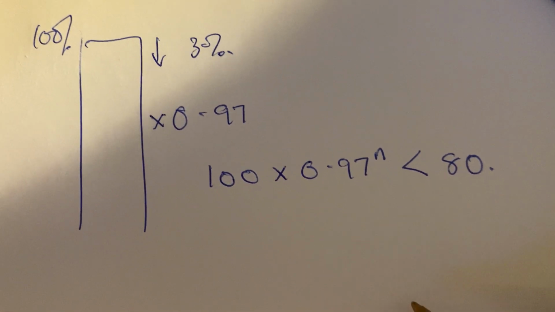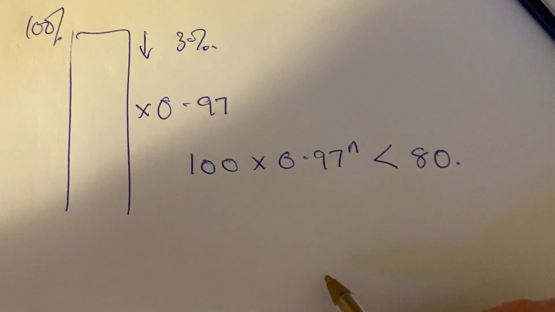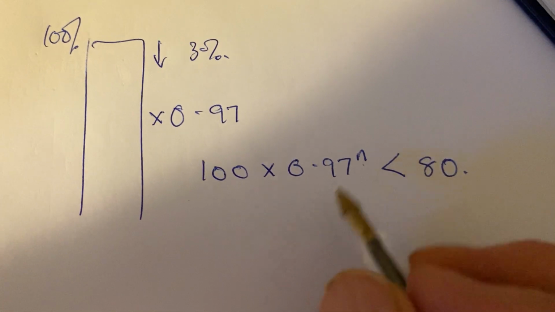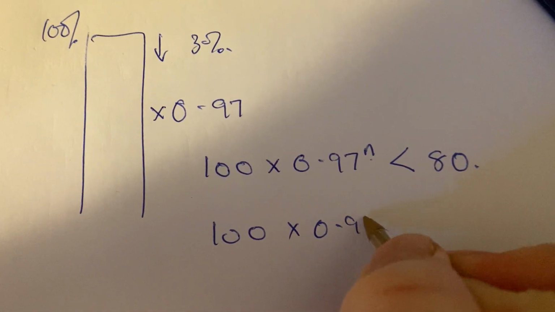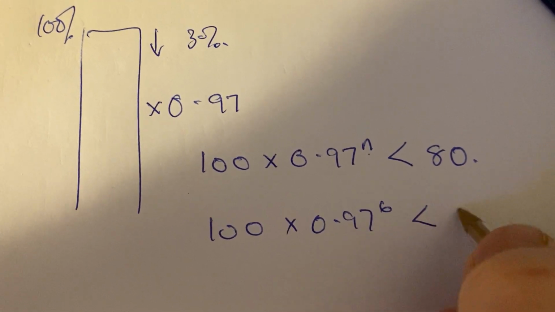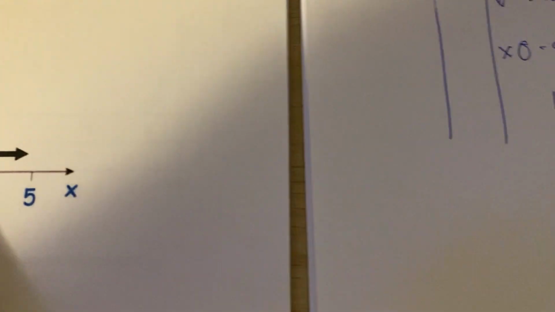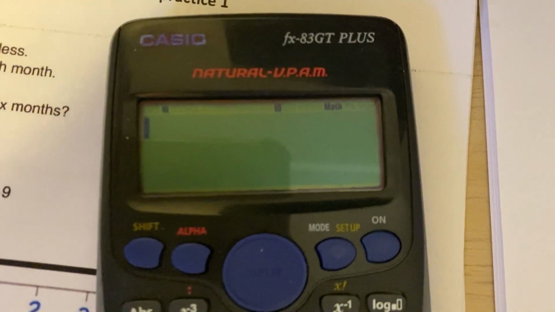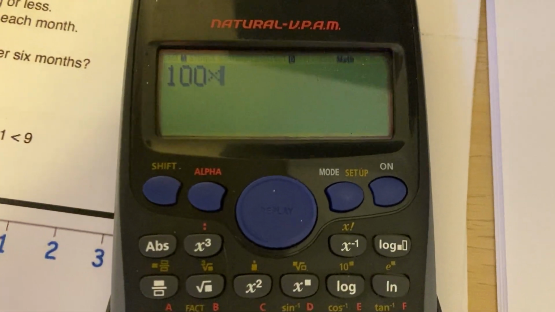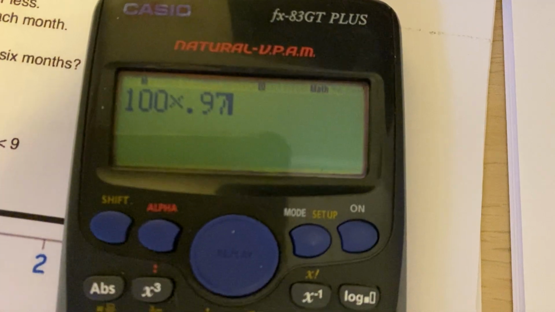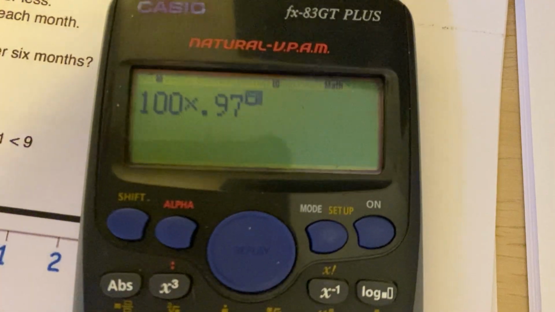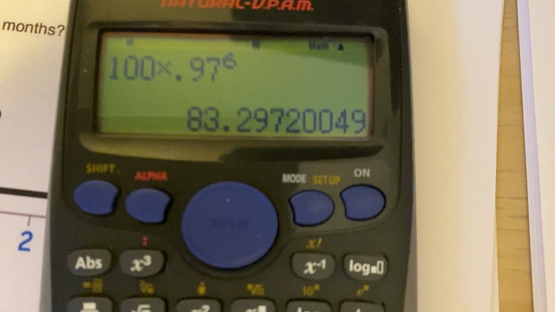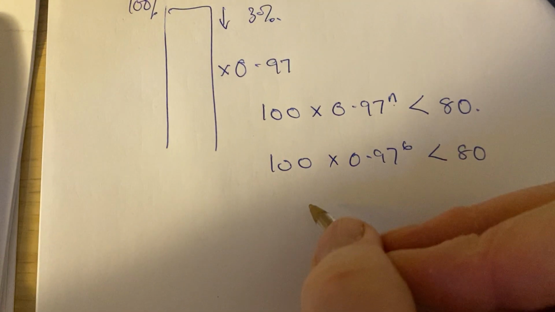Okay, so this is best done with this one. Will it reach it in 6 months? So we now know that this is every month. So for 6 months, it's literally going to be putting a 6 in there and seeing if that is true. So is this a true statement? So here, need your calculator. So turn it on. And I'm literally going to go 100 times, and then it's 0.97 to the power of 6. And see what happens. That equals, there you go. So actually it doesn't. This answer equals 83.3.